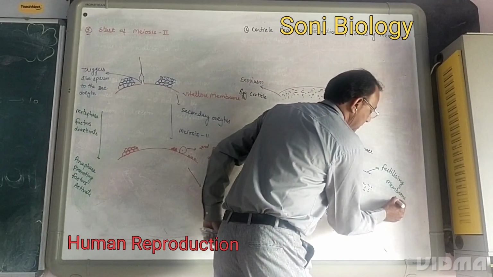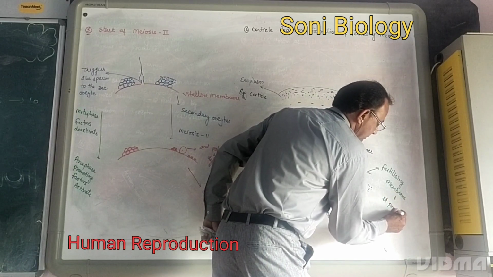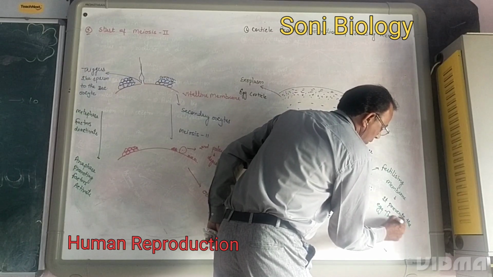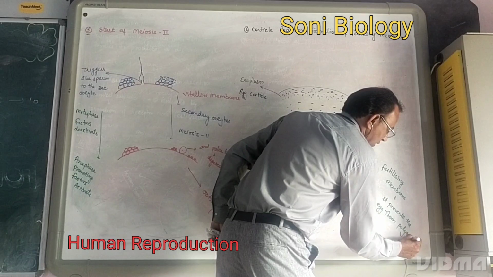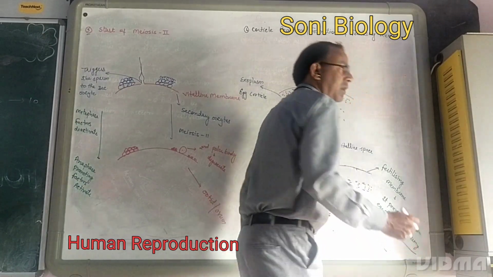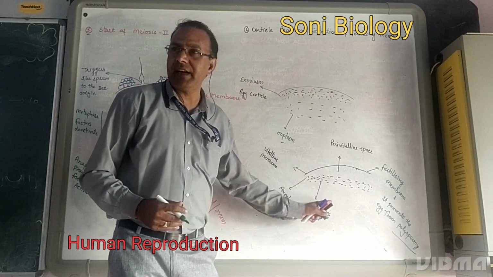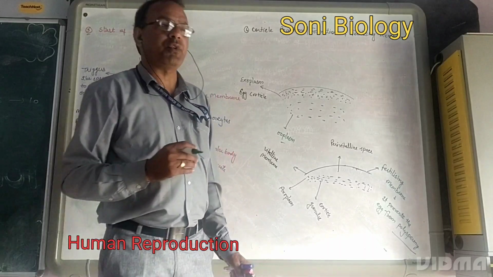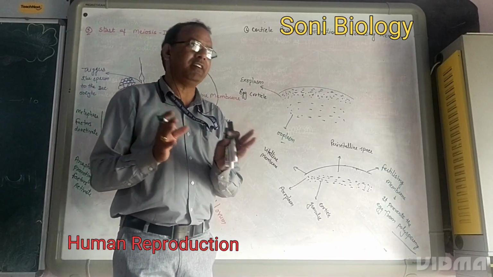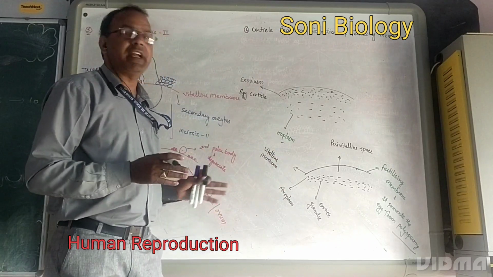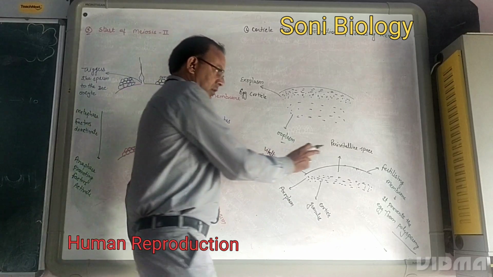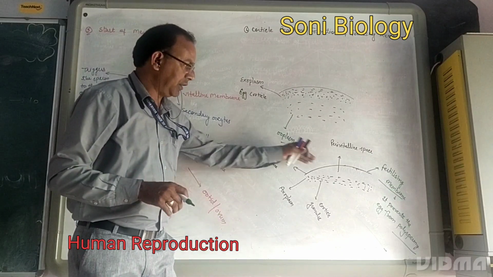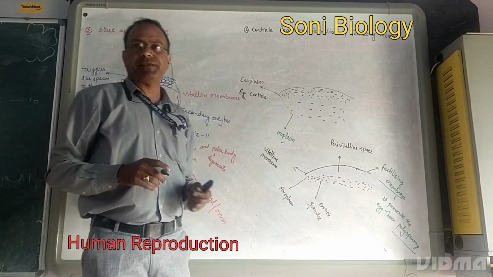It prevents the egg from polyspermy. It means there is no entry of 2 or more sperms into the egg. If 2 sperms enter into the egg, the number of chromosome sets becomes disturbed, so genetic variation can take place in the fetus. So what is the role of fertilizing membrane? This membrane prevents the polyspermic entry into the egg. This is the 6th phase.